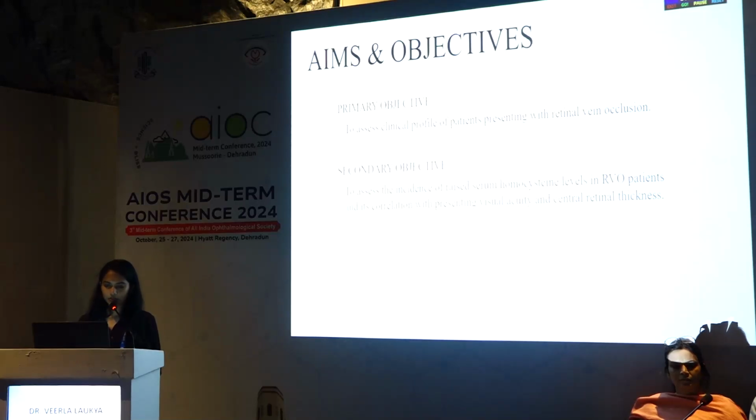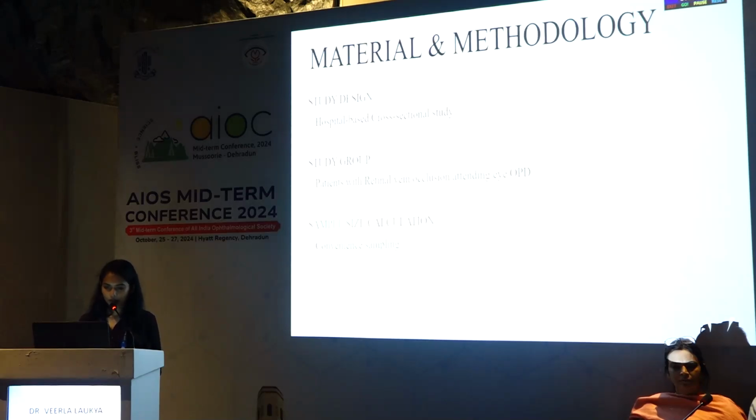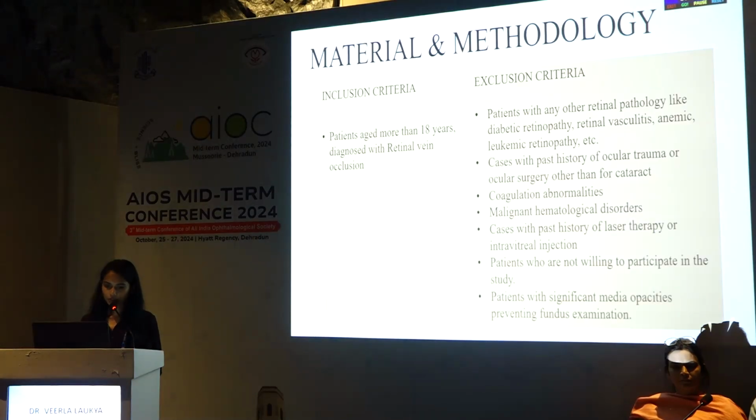The primary objective is to assess the clinical profile of patients presenting with retinal vein occlusion. The secondary objective is to assess the incidence of raised homocysteine levels in retinal vein occlusion patients and its correlation with presenting visual acuity and central retinal thickness. It's a hospital-based cross-sectional study. The inclusion criteria include patients aged more than 18 years who are diagnosed with retinal vein occlusion. In the exclusion criteria, we excluded patients with other retinal pathology like diabetic retinopathy, retinal vasculitis, anemia, and leukemic retinopathy, etc.